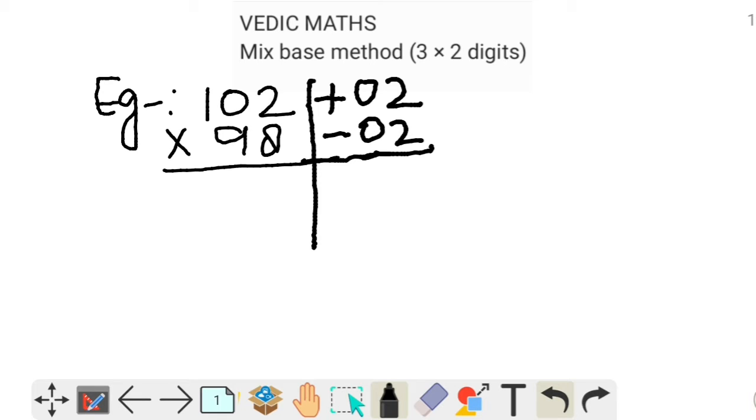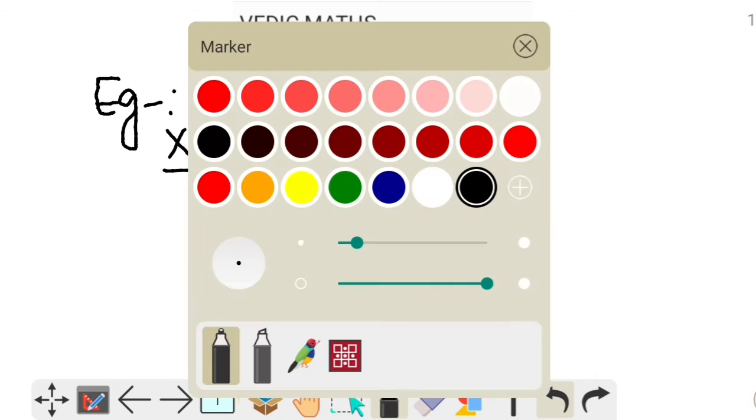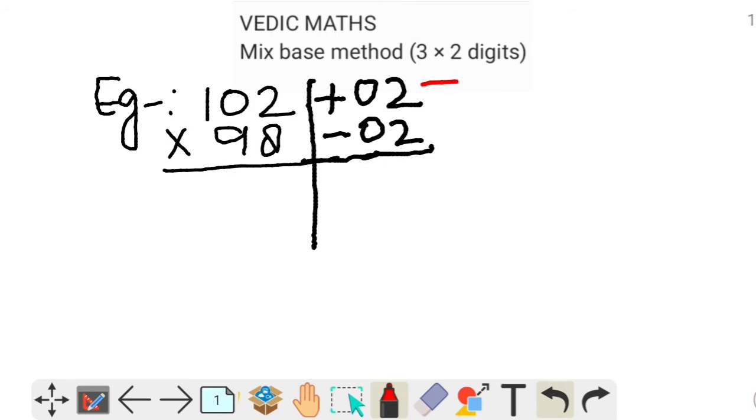Okay, if you haven't watched my above the base and below the base method, please go and watch so that you can understand that method much better. Okay, so now you can see that plus 02 and minus 02. After this we have to multiply these two numbers.